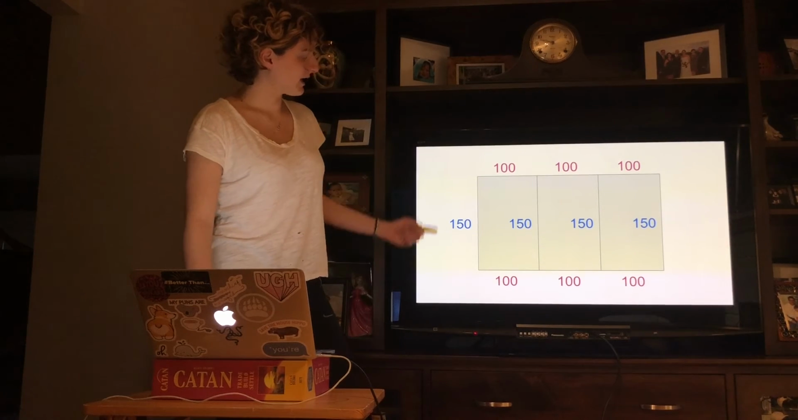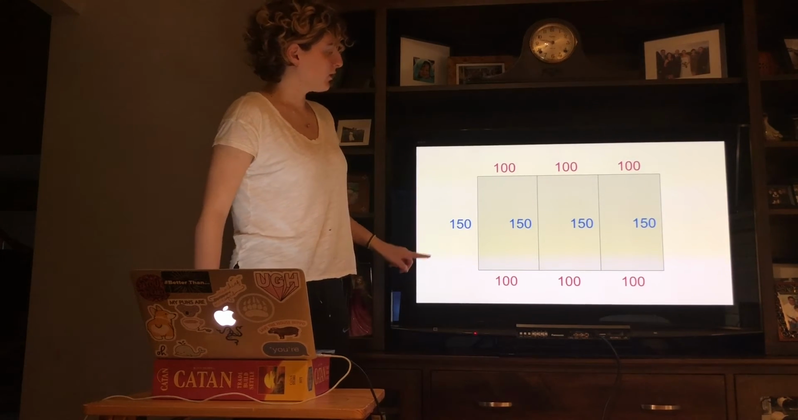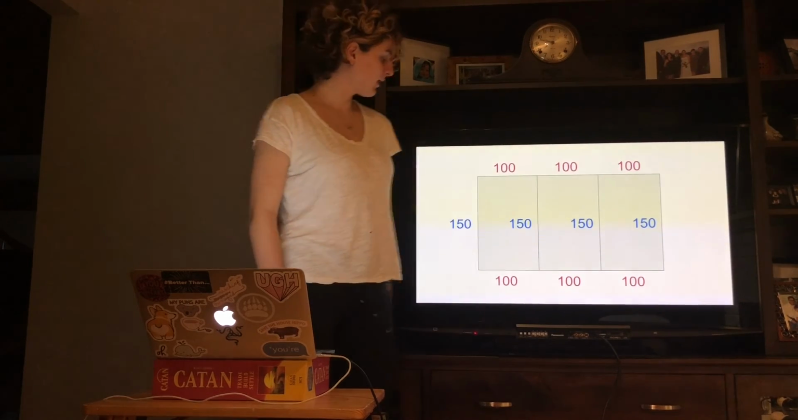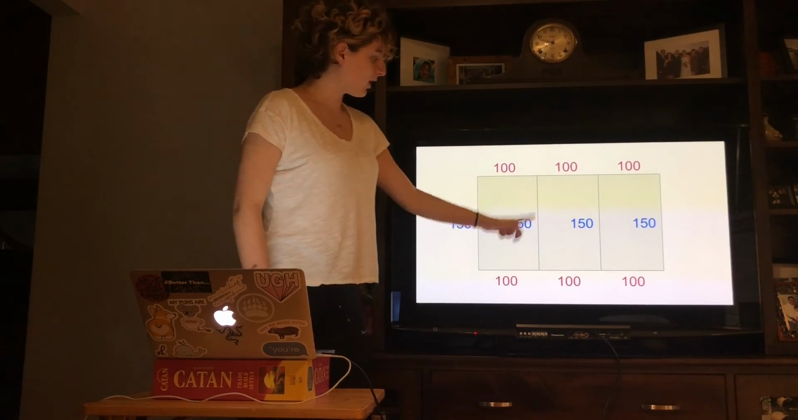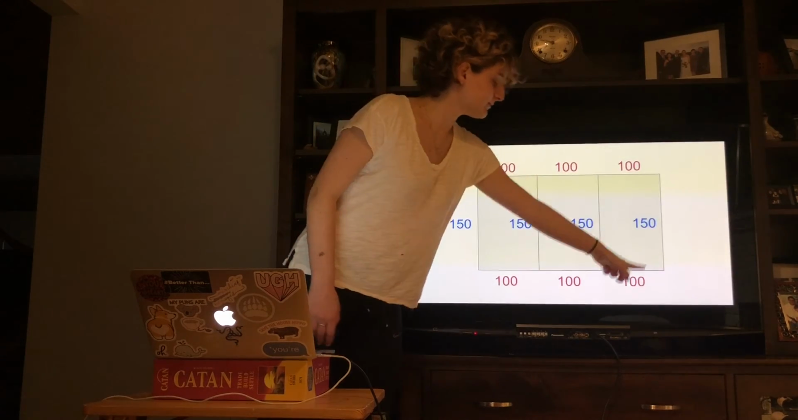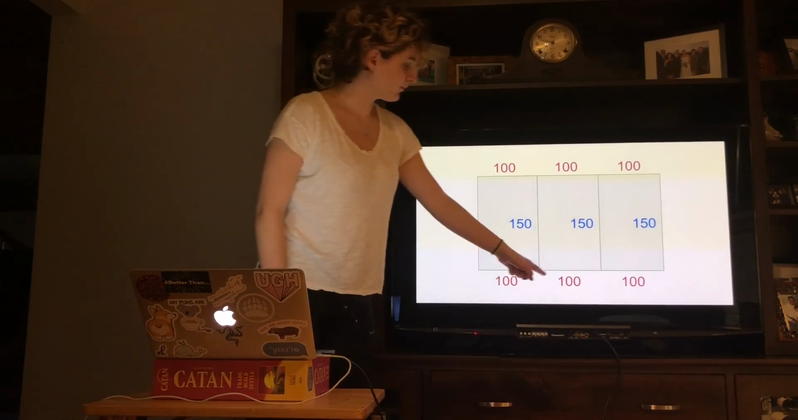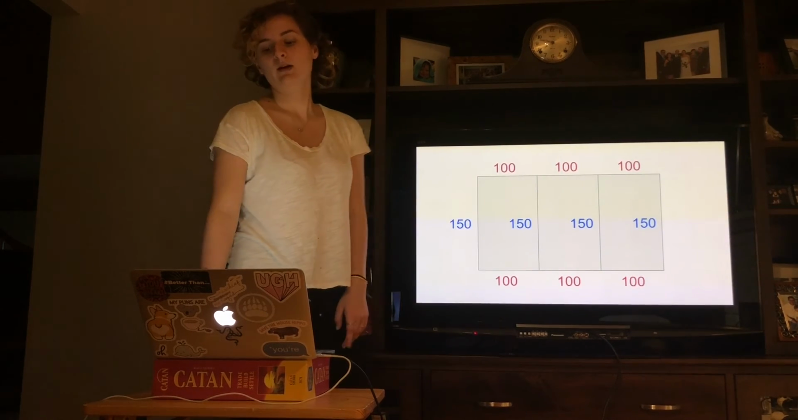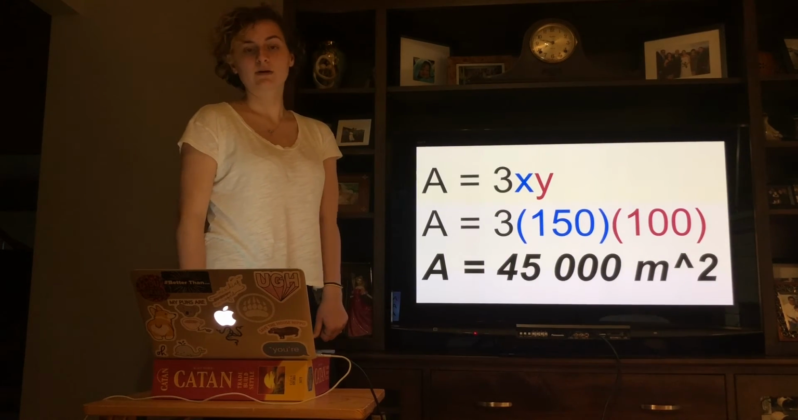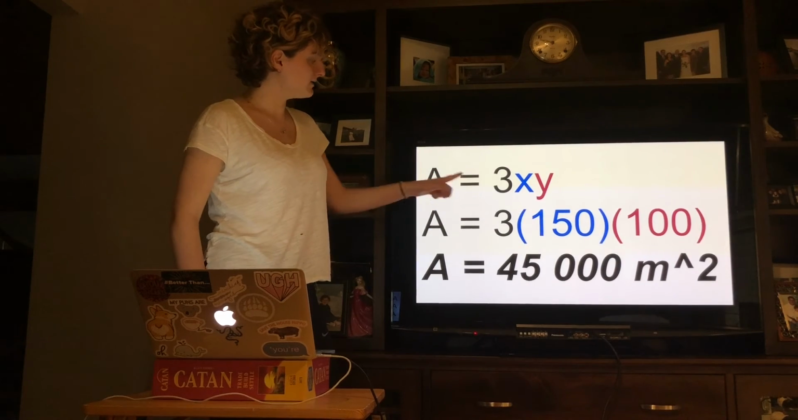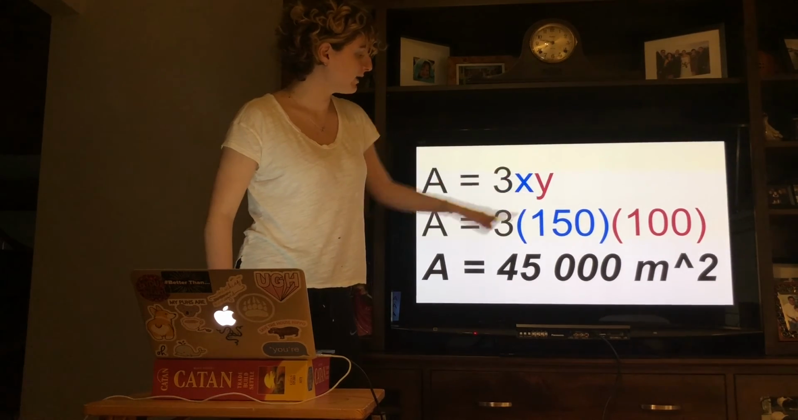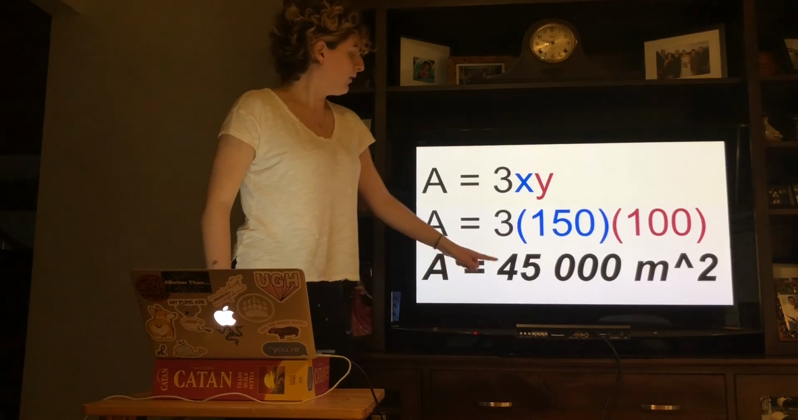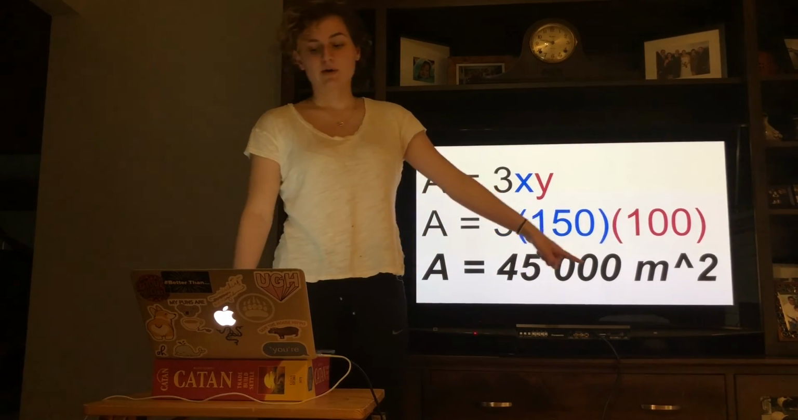This is what the diagram of the pen will look like. We will have a total length of 300, as the partitions are each 150 meters. The separated parts of the length of the pen will be 100 meters each. So, finally, area is equal to 3xy. We plug in our x value and our y value, and we get 45,000 meters squared.